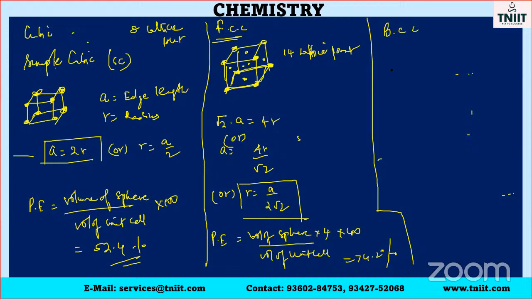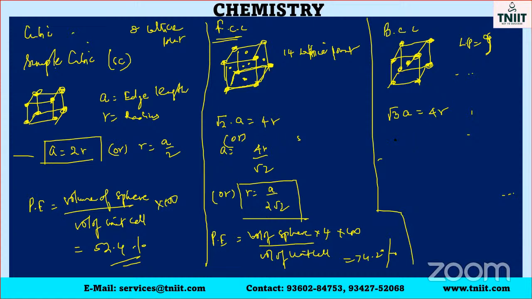In case of body-centered cubic lattice, we have a cube and the particles are not only at the corner of the cube, but also at the center of the cube, only one particle. So there are 9 lattice points, 8 in the corner and 1 at the center. Now, how are the radius and edge length related? The edge length and radius are related by the formula root 3 A is equal to 4R.